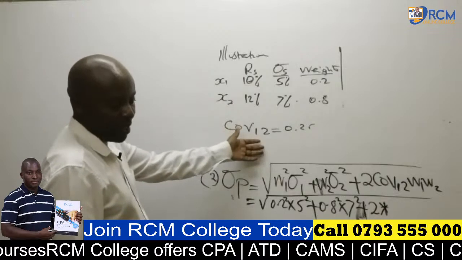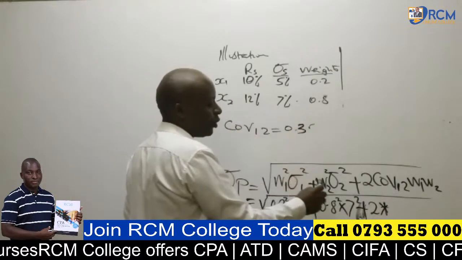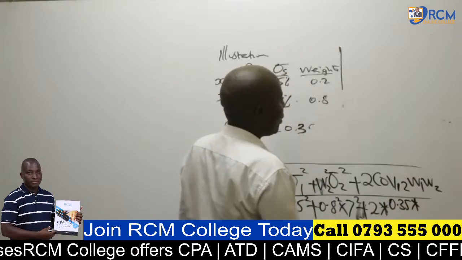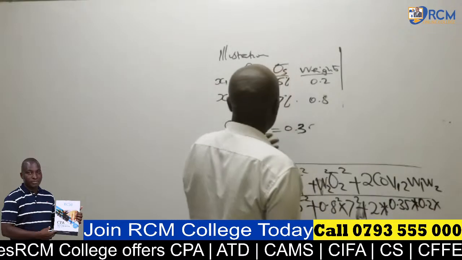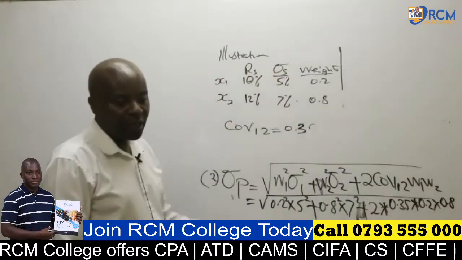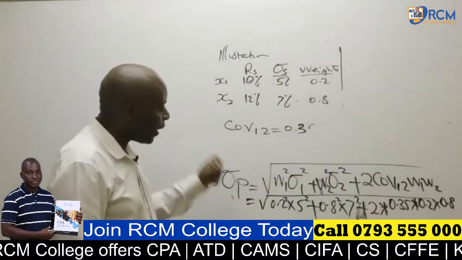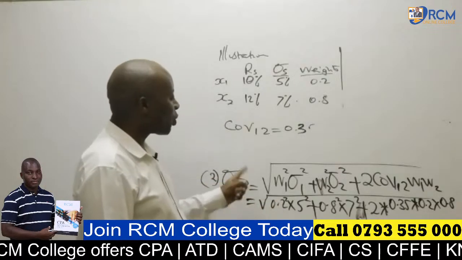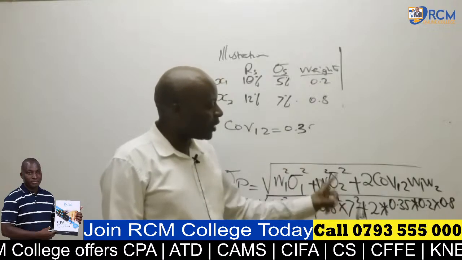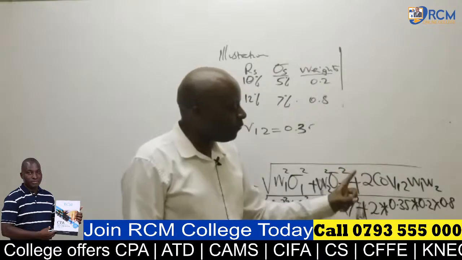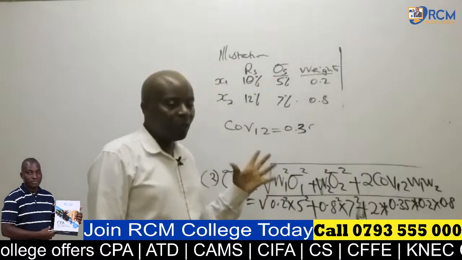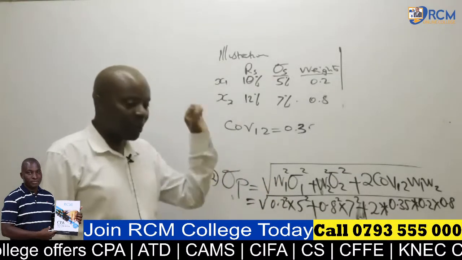Fortunately, we were given the covariance. Covariance is 0.35. So 0.35, multiply this by weight 1, which is 0.2. Multiply this by weight 2, which is what here, somebody? 0.8. So could you kindly give me the final figure there? So how do you get the final figure? You'll take 0.2 squared times 5 squared, plus 0.8 squared times 7 squared, plus 2 times 0.35 times 0.2 times 0.8, and then whatever you get, you'll say square root.